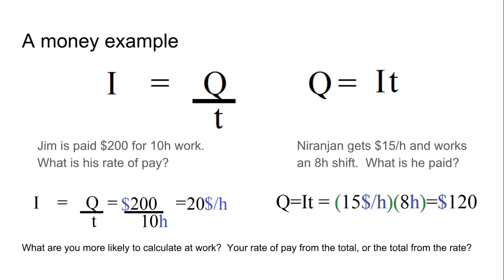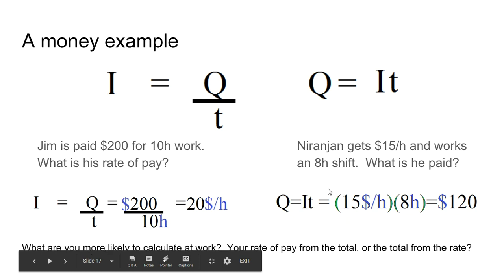Now, my dear friend Naranjan Tembutire in university gets $15 an hour and he works an 8-hour shift. What is he paid? I think you'll realize that you need to multiply those two. So you start by writing the formula Q is equal to IT. Then you write $15 an hour times 8 hours and you get $120.